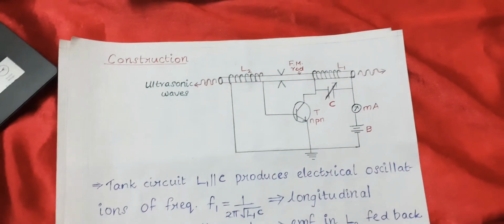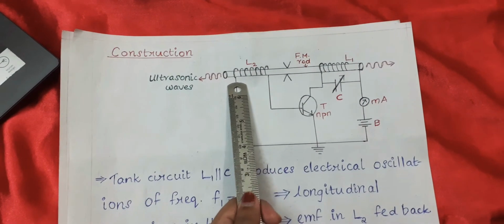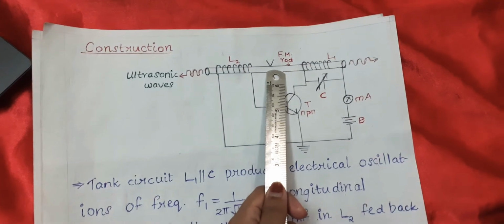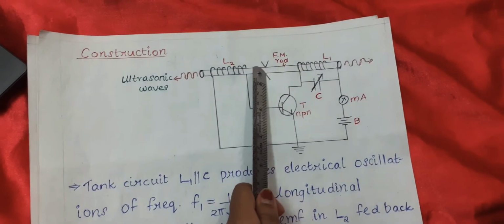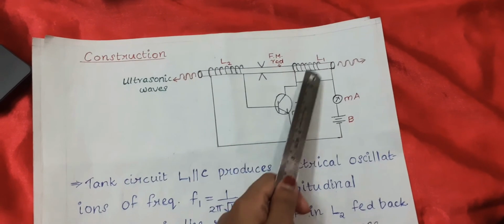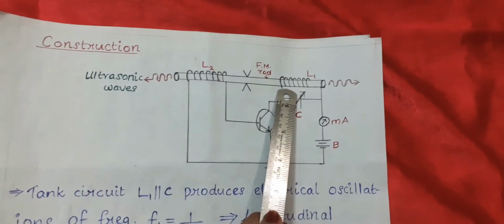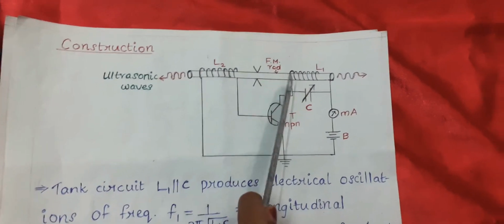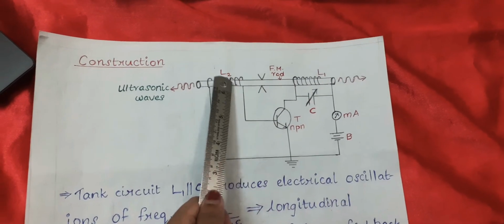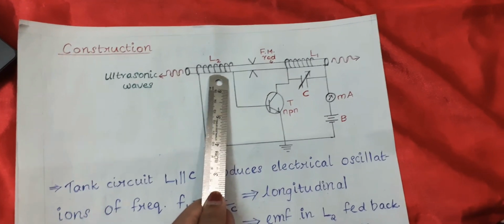So, when a strong magnetic field is applied parallel to the length of a ferromagnetic rod, the magnetostriction effect comes into play, and hence the elastic properties of the rod will be changing, so that the rod will be expanding or contracting depending upon the frequency of oscillation of the tank circuit. So, the rod will be longitudinally vibrating. So, due to this longitudinal vibration, the coil L2 will also experience some magnetic induction.